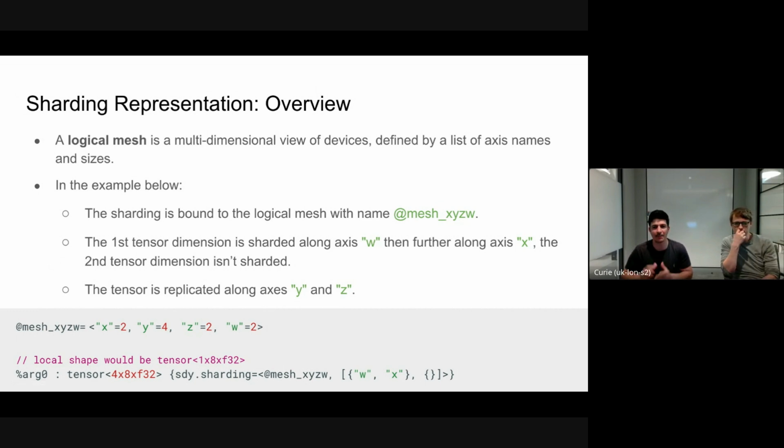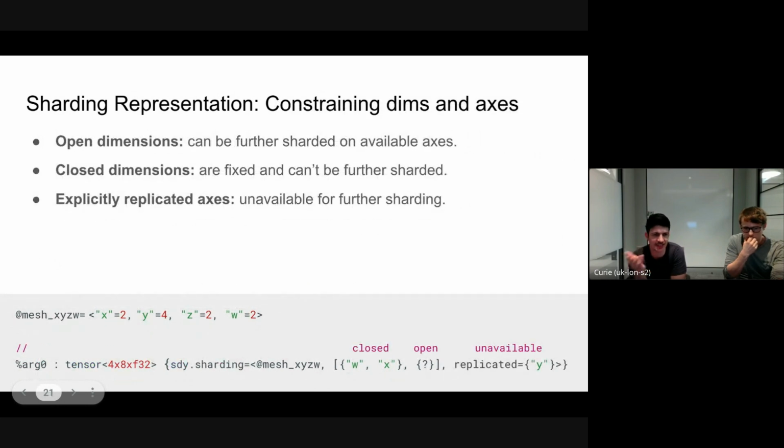And then the core of the sharding representation is defining along which axis each dimension is sharded. You can see that the first tensor dimension is sharded along W and then X, so it's major to minor. The second dimension is not sharded at all. Next slide, please. And the tensor is replicated along all other axes.